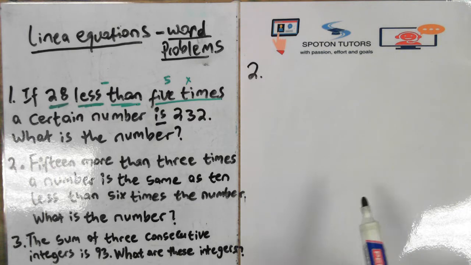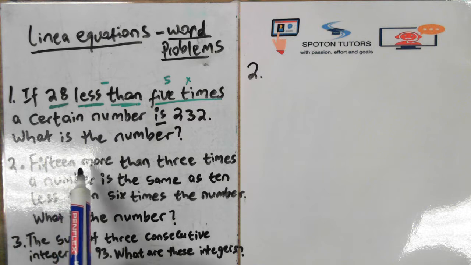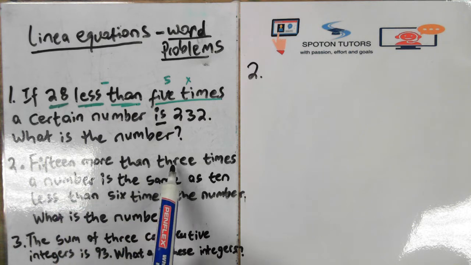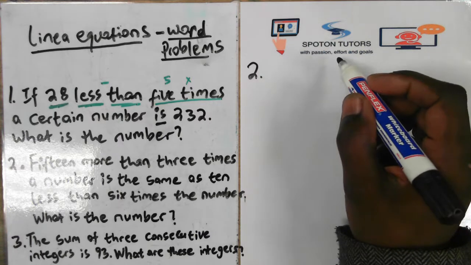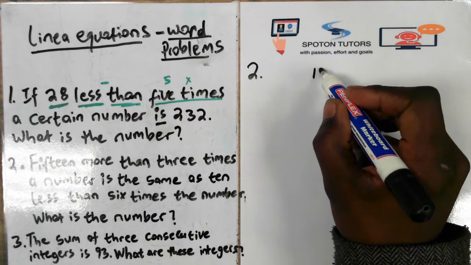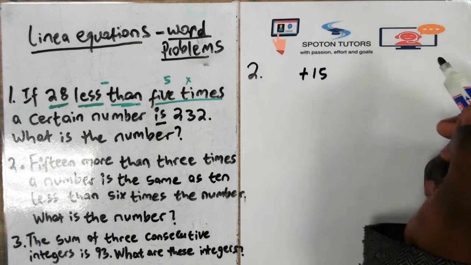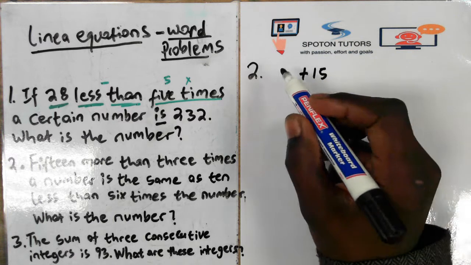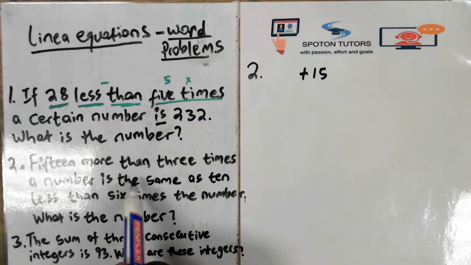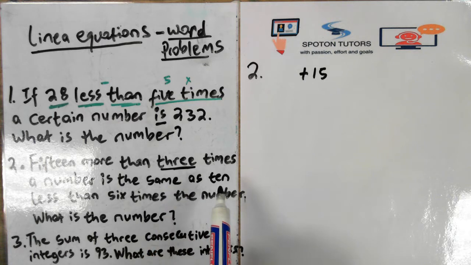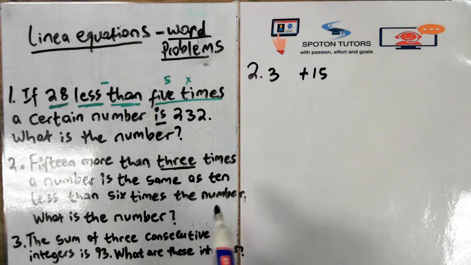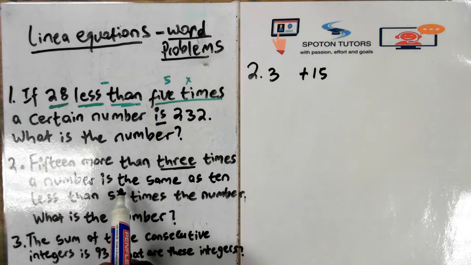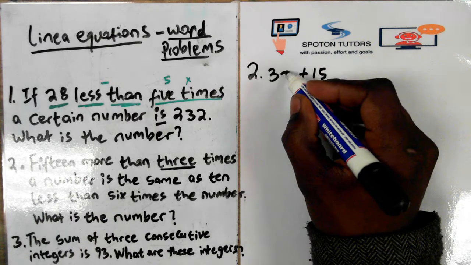Let's look at the second question. 15 more than 3 times a number. So we're building it backwards. So 15 more than a certain number, 15 more than 3 times, so 3 times, which is multiplying a certain number. So that's 3x.